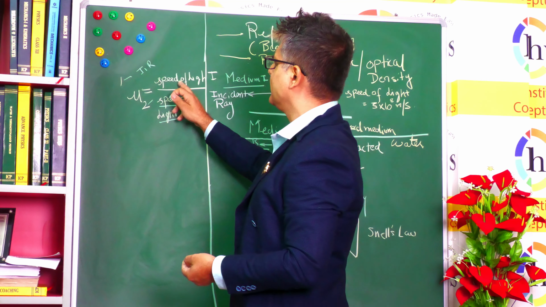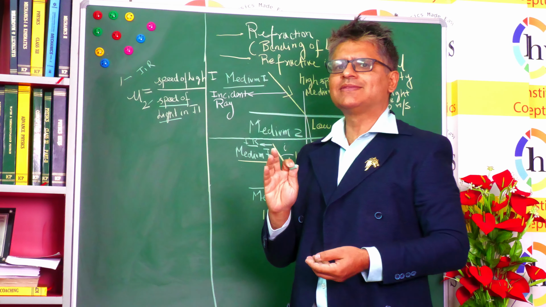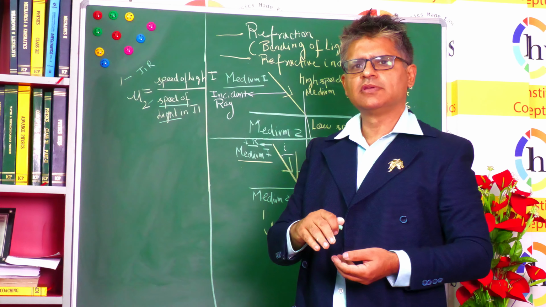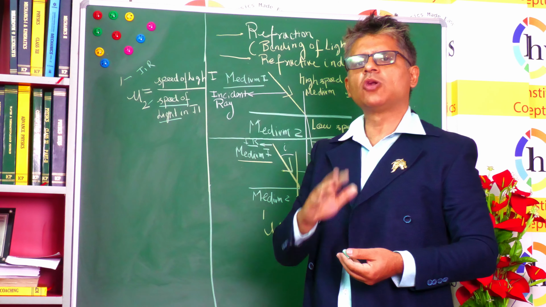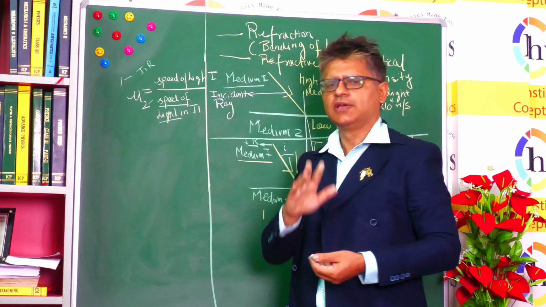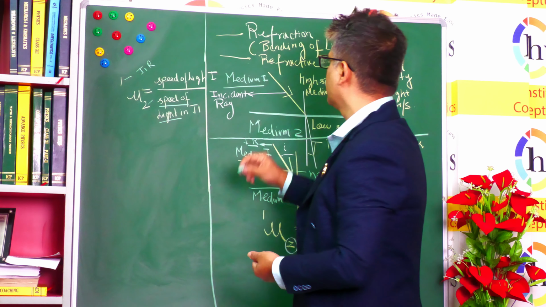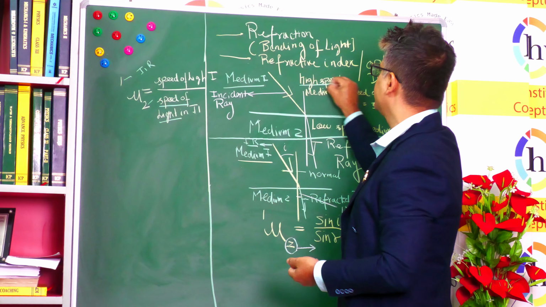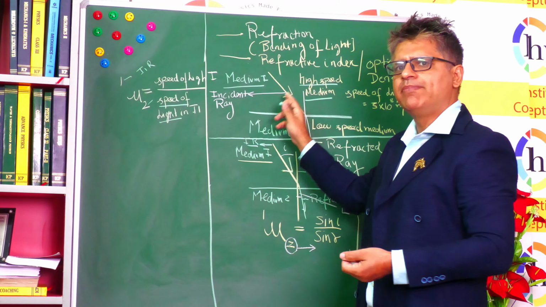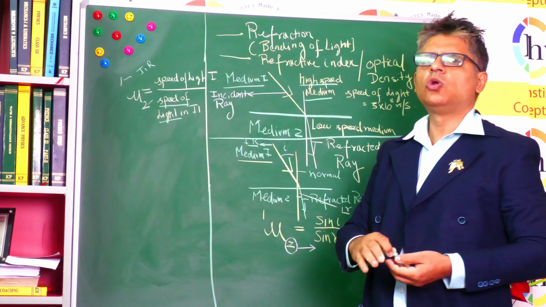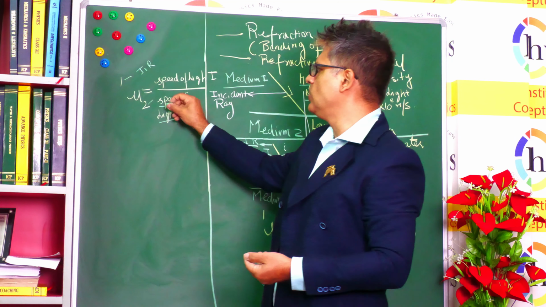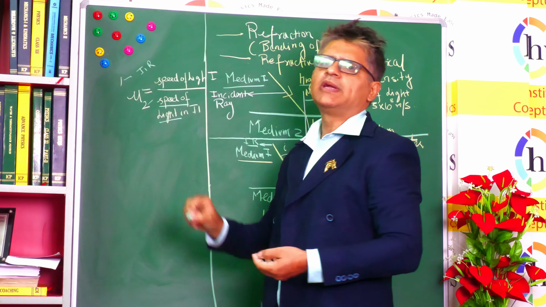In optically less dense mediums, like air and vacuum, the speed of light is higher, and therefore I use the word high speed medium. So high speed medium corresponds to low density, and low speed of light refers to high optical density.